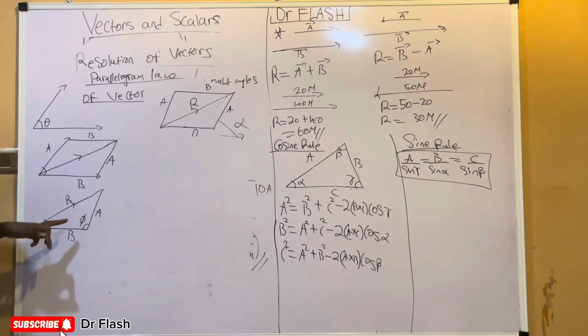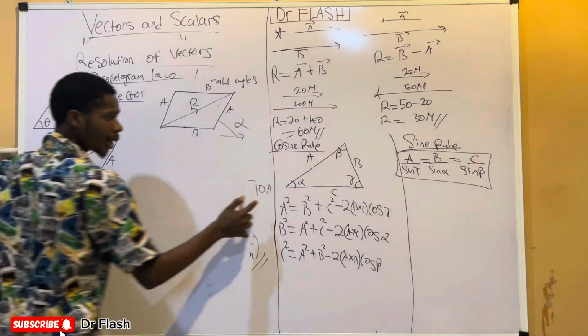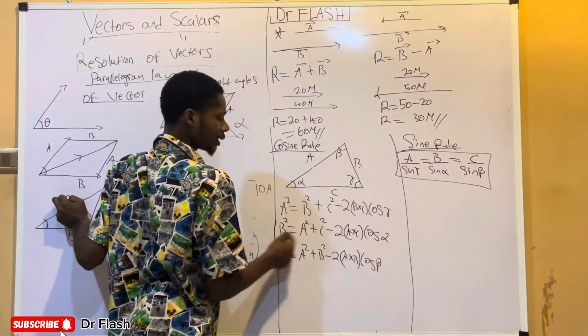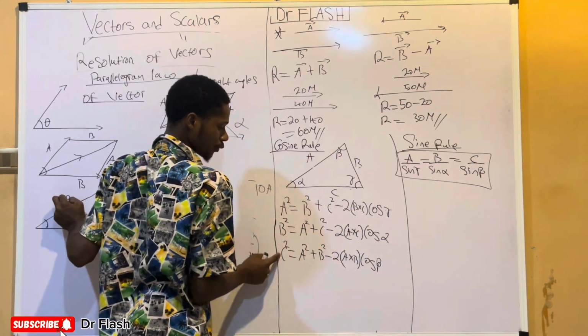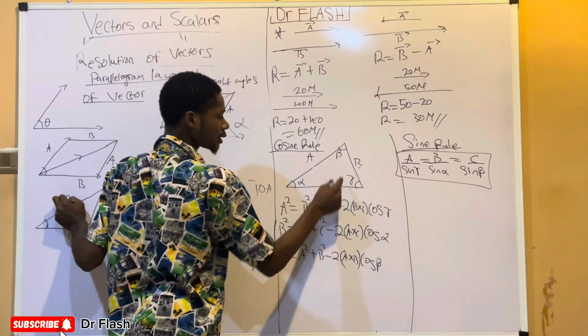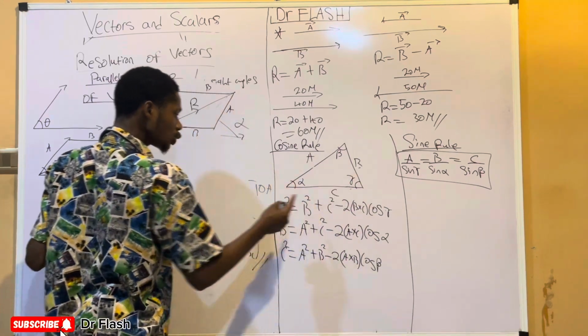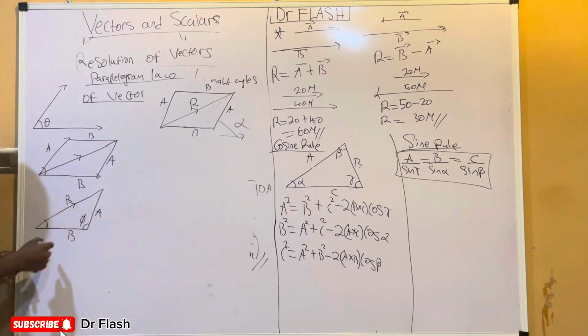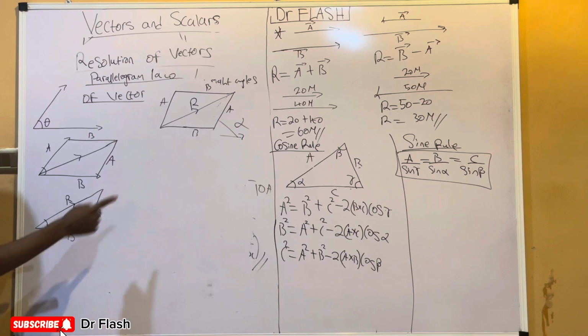The reason I'm putting an angle here is because I want to solve for R. Now look at this. When I wanted to solve for A, I needed the angle opposite it. When I wanted to solve for B, I needed the angle opposite it, alpha. When I wanted to solve for C, I needed the angle opposite C, which is what now? Beta. It means that to solve for R, I'm going to need the angle opposite to it. Now to solve for R, I'm going to make use of the cosine rule.